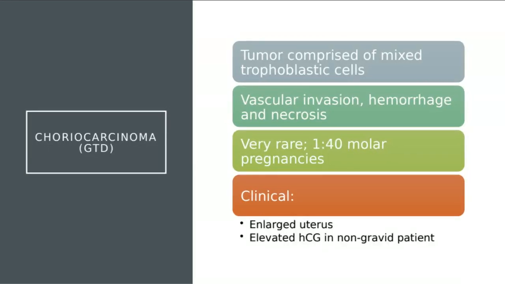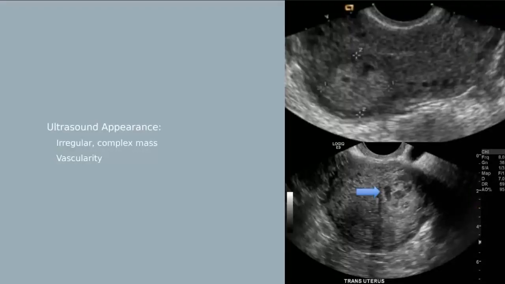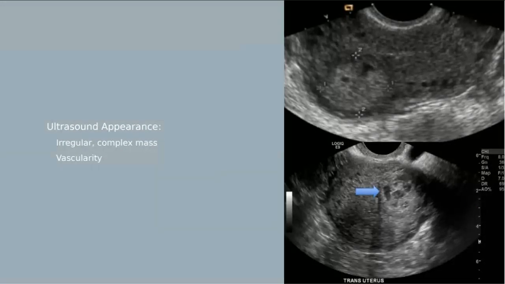Clinically, we're going to have an enlarged uterus. We're going to see HCG levels in a patient who is not pregnant. So this is what the ultrasound appearance is going to be, less suspicious than a molar pregnancy, right? So it's not going to be as obvious as what that molar pregnancy was. It's going to be a little bit more discreet. It looks a little bit more like a solid tumor.